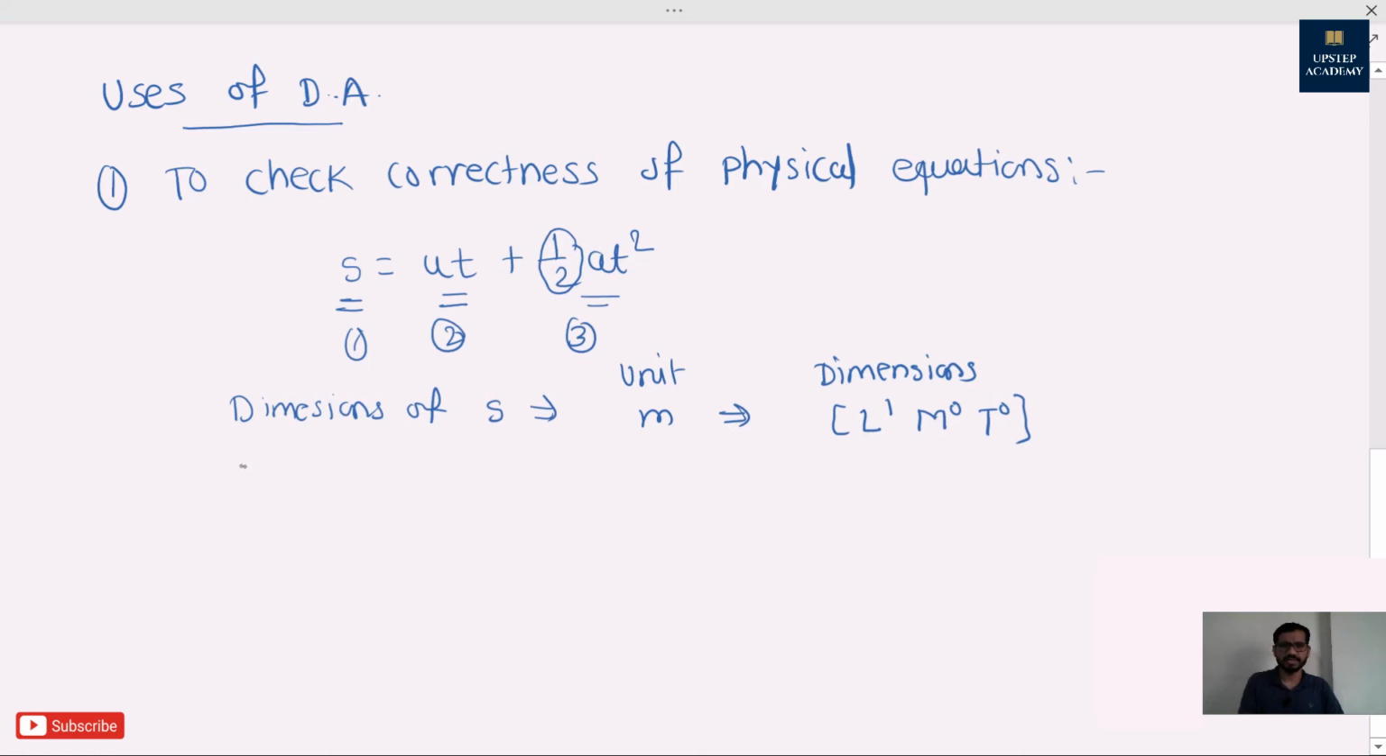Now let's consider the second term, which is ut. The dimensions of ut, we will see.